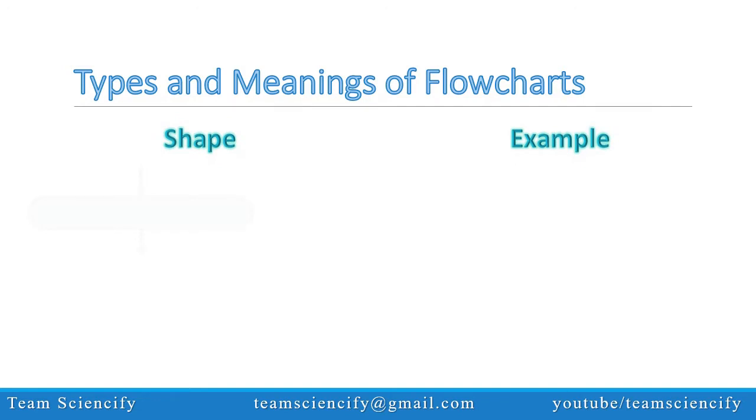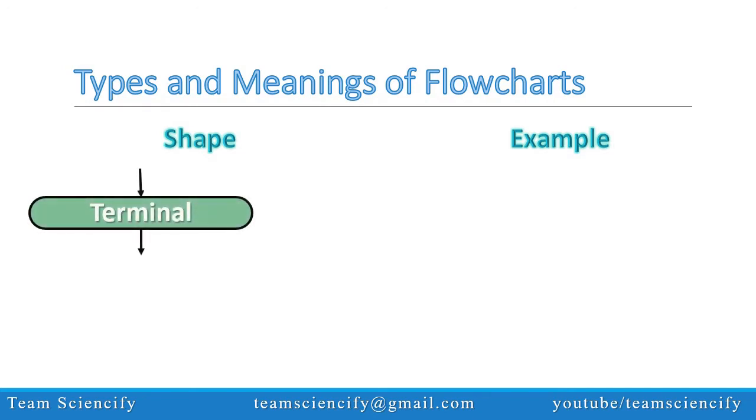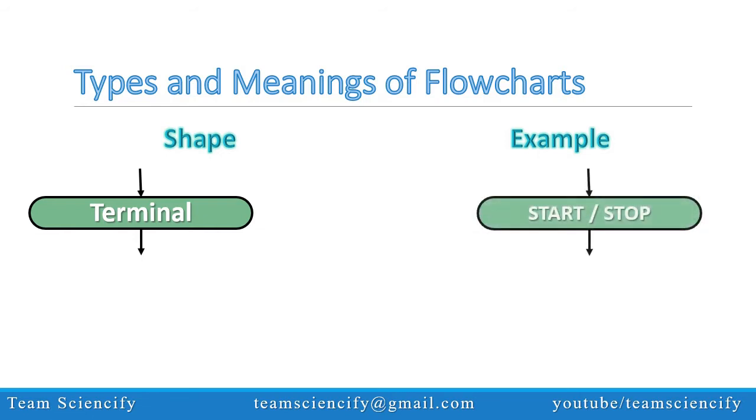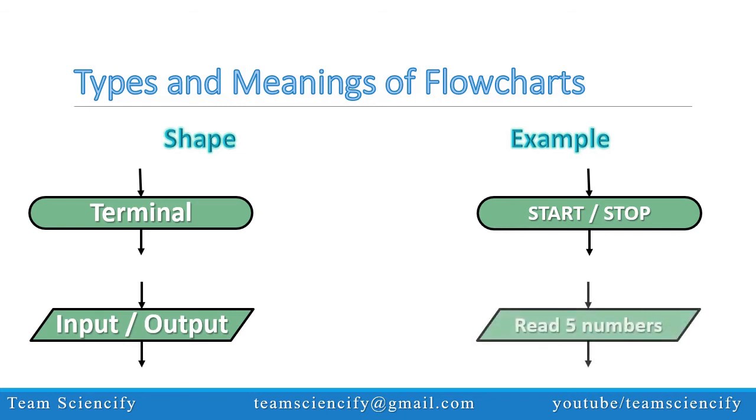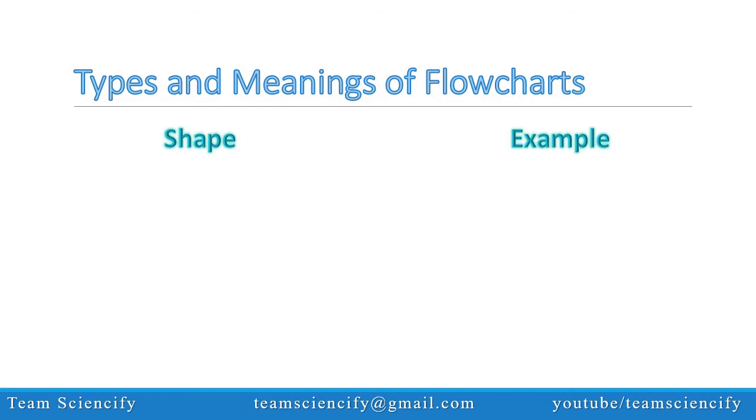So the very first shape is an ellipse, which is used to show the start or the end of the process. Next one is the parallelogram, which is used to show the inputs and outputs. After this, for the ongoing process of any type, we use a rectangle.